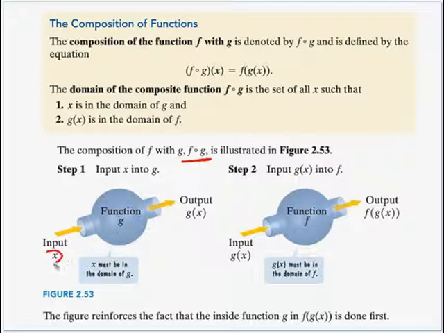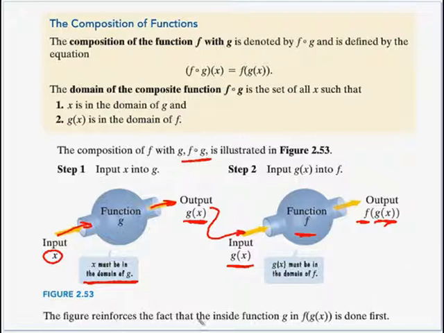First we take an input, x, and we plug it into the function g, and out pops its output, g of x, whatever that is. Well, this output becomes the input of the next function, f. We take the g of x and plug it in, and then f does something to it, and we get f of g of x. So again, as far as the domain goes, x must be in the domain of the g function, and this output, g of x, must be in the domain of the f function.